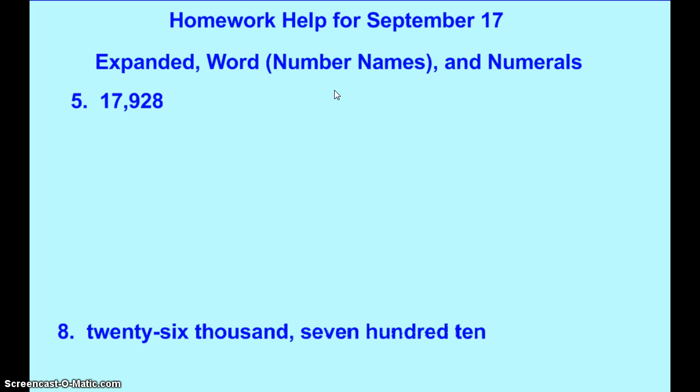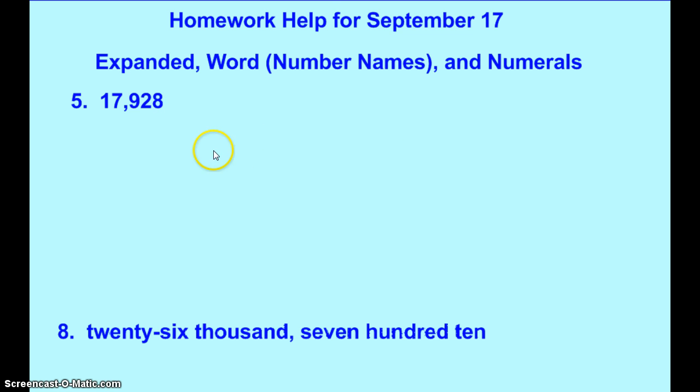We've been working on place value, and specifically over the last couple of days, we've been working on the expanded form, the word form, or sometimes it's called number names, and of course the numeral form. Let's take a look at number 5 in your homework, which asked you to write the word form or number name for the number that you see here, which is 17,928.